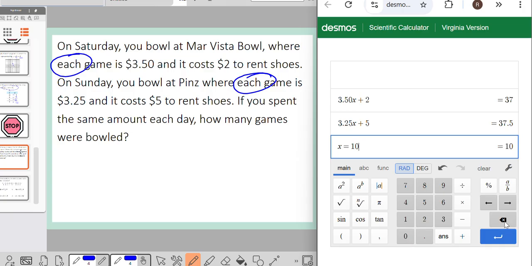Let's see what 10 does. We're still not there, but we're getting closer. Oops, sorry about that. There's 11. And let's try 12. And there you go. $44 a piece. Okay, so X is 12. That means we'd have to bowl 12 games at each place for it to cost the same amount.